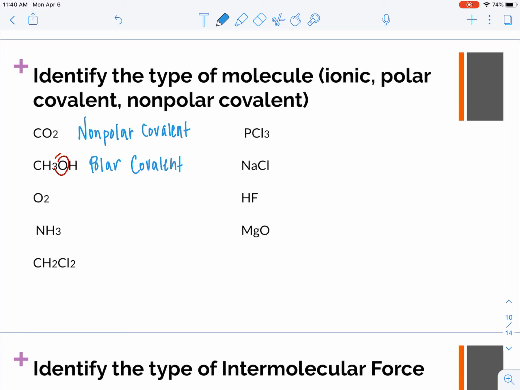Oxygen, obviously, if oxygen is sharing electrons with another oxygen, they are sharing equally. And this is going to be a nonpolar covalent molecule. And then we have nitrogen trihydride. I don't know if you remember Lewis shapes, but this one will form a trigonal pyramidal shape. And because of the trigonal pyramidal shape, it's asymmetrical. And that asymmetry with the polarity of the bonds make this a polar covalent compound.